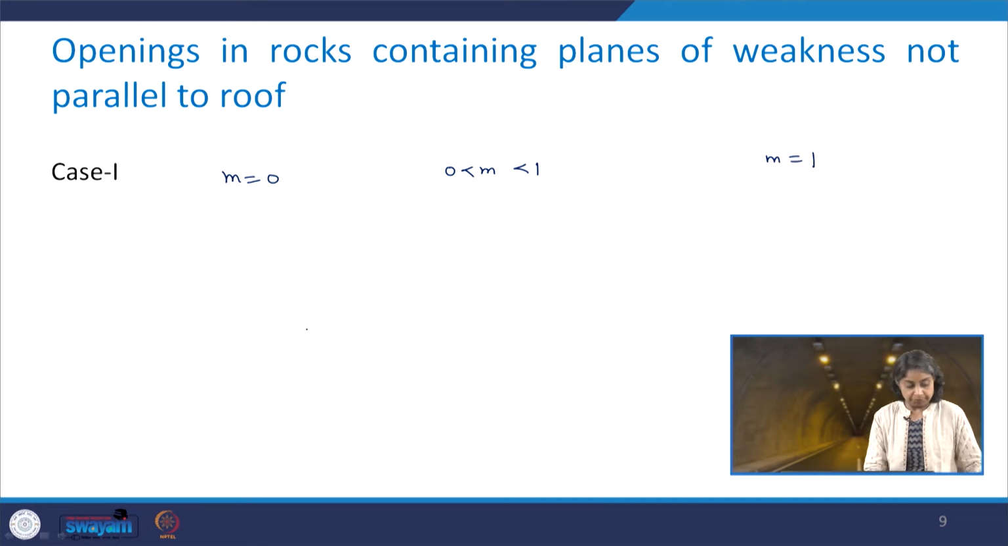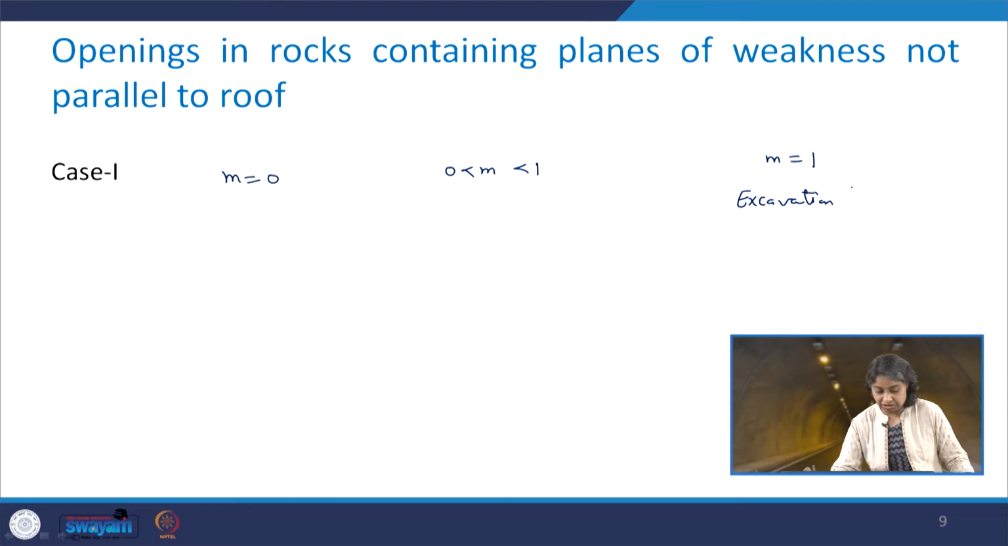So, we have different situations: M equal to 0, then M varying between 0 and 1, and M equal to 1. Let us first come to the hydrostatic state of stress, because in this case the excavation will be by and large stable. The reason being that the state of stress developed all around the periphery of the opening is going to be all compressive in nature. So more or less in this case the excavation will be by and large stable.